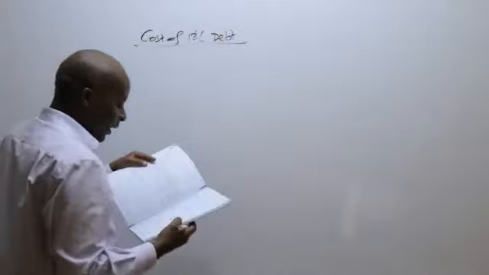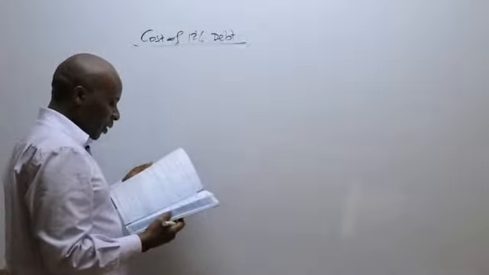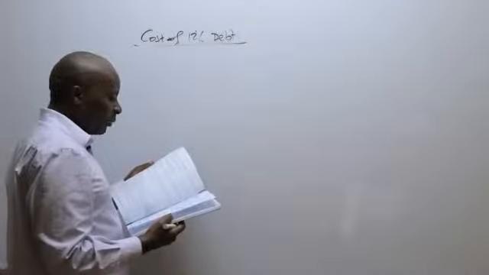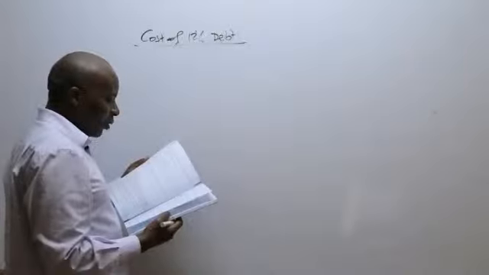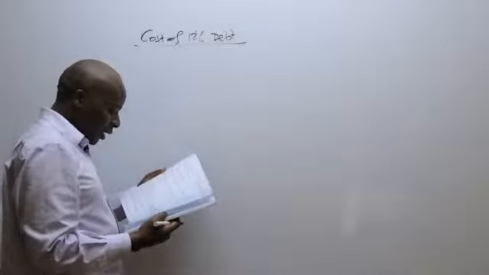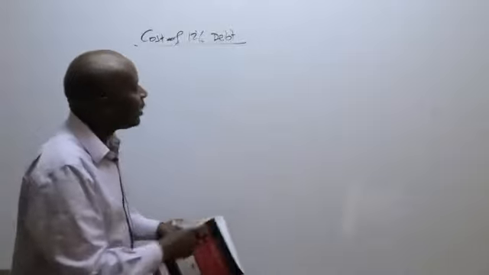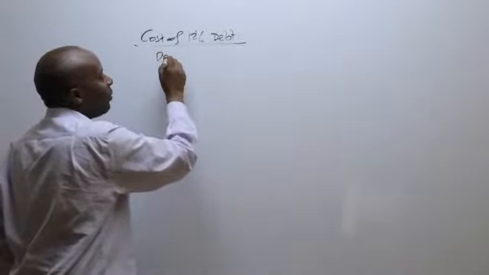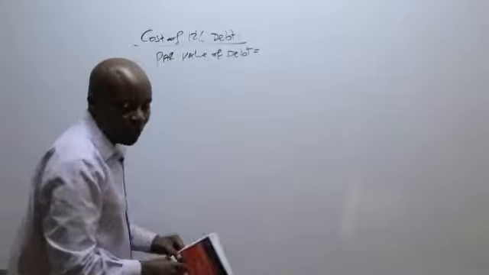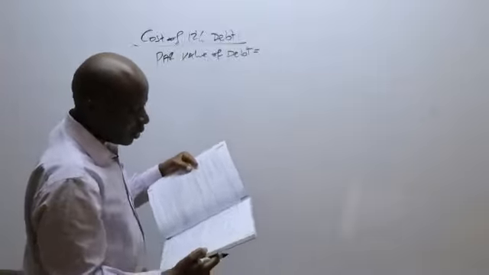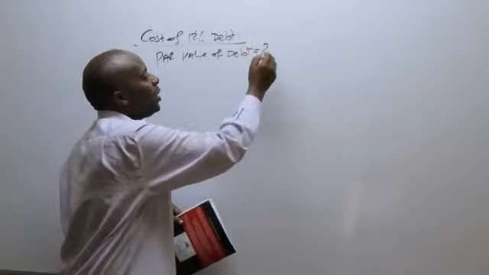So cost of 12% debt, what I will do, ladies and gentlemen, I'll look for the par value of debt. Who is able to see the par value of debt? This is very important for me to be able to do costing, the par value of debt, the one given in the balance sheet. The par value of debt is 20. The one given there, 12% redeemable debenture capital, shillings 20 par value. So the par value here is 20.